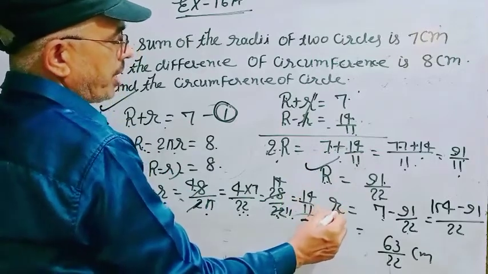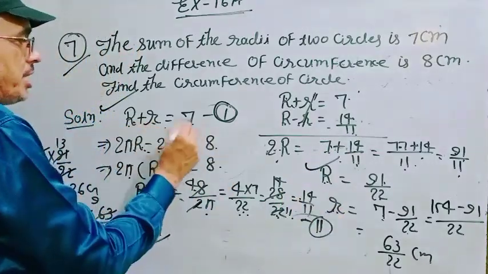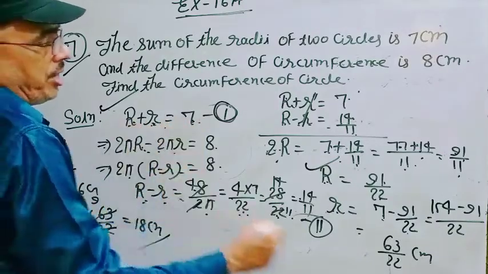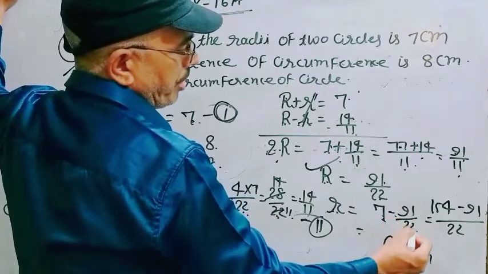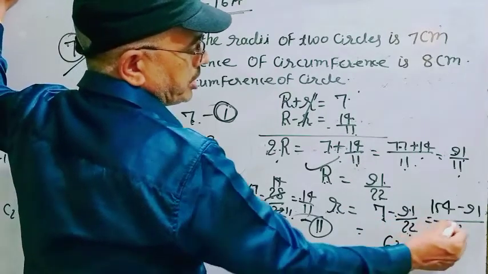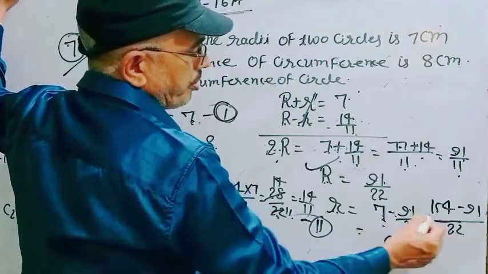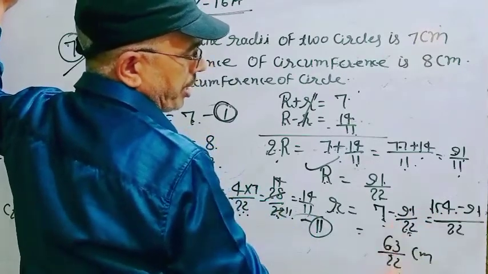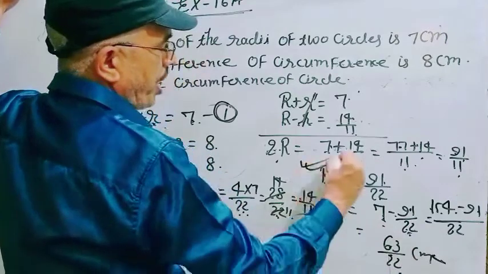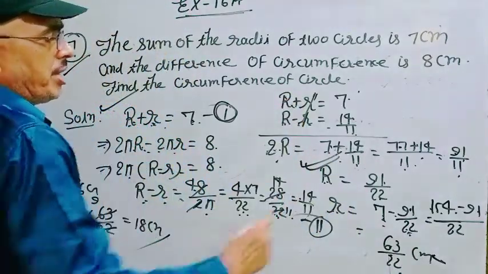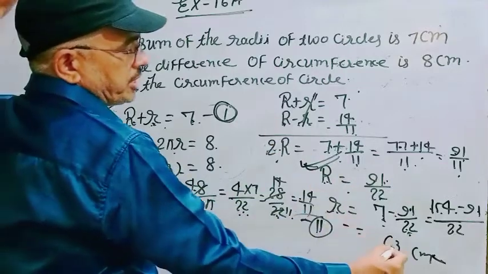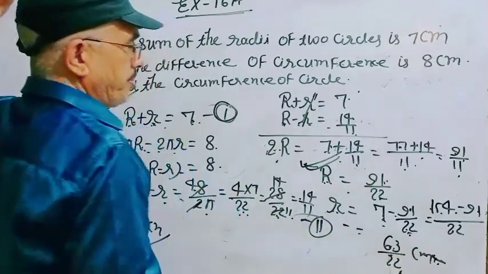And similarly, what is the small r? R plus r is 7, so the small r is equal to 7 minus capital R. So it is 7 minus the value of capital R, 91 by 22. Take LCM, that is 22. Here is 154 minus 91, that is 63 by 22 cm. So we find with the help of these two equations that the capital R is 91 by 22 and the small r is 63 by 22 cm.